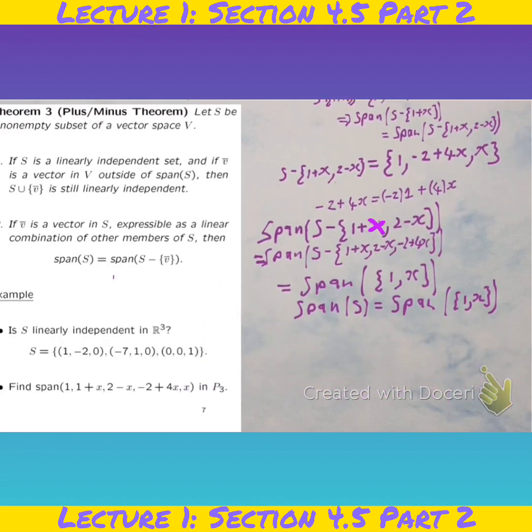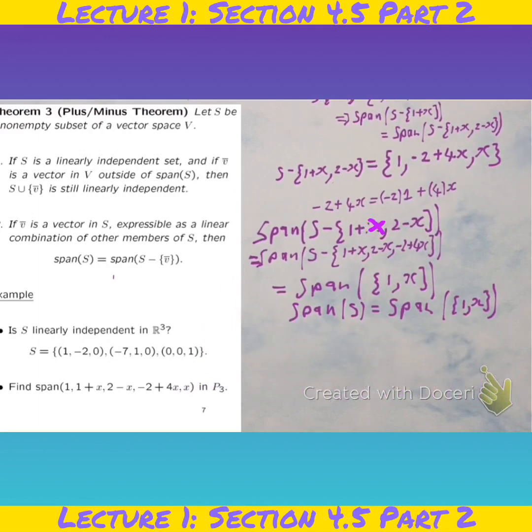And therefore what is that? The span of 1 and x is all polynomials of the form c1 plus c2 x, where c1 and c2 are real numbers. So that is what the span of S looks like using the plus-minus theorem.